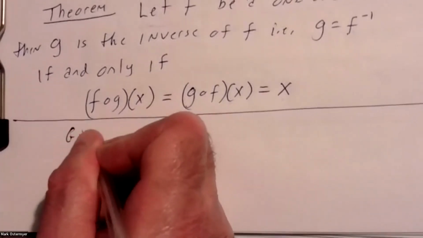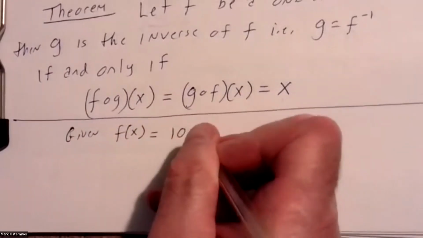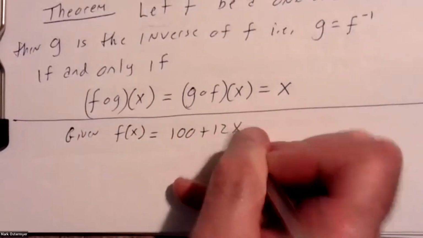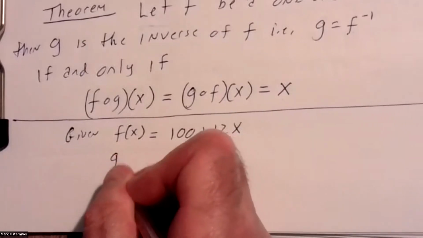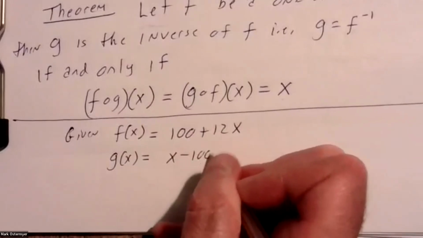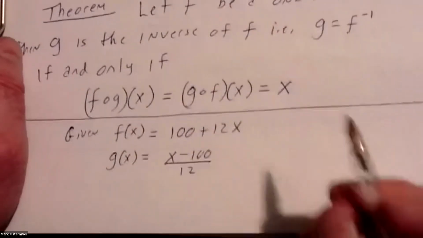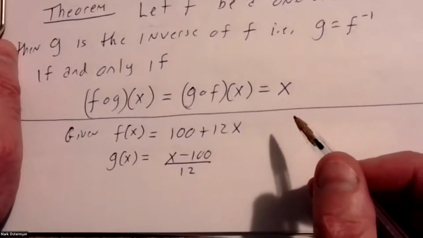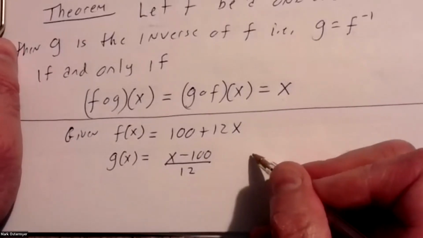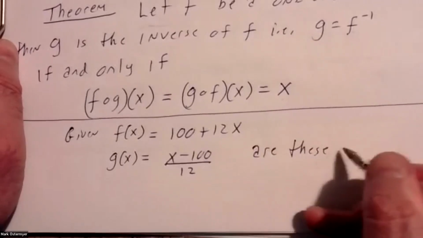Suppose that we're given two functions. The first one is a linear function, written as f of x equals 100 plus 12x. And suppose another linear function is g of x, which is x minus 100 over 12. So both of these are linear functions. And the question is this: are these inverses of each other?